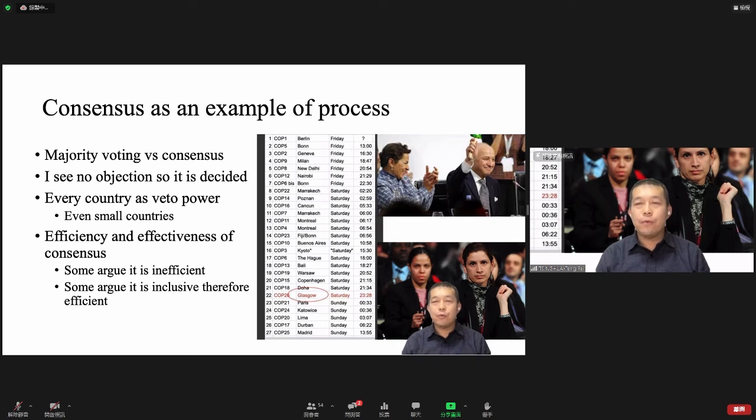So someone argued that consensus is not efficient. But someone also argued it is efficient because it is inclusive. It respects the interests of all countries. So once you have made consensus, the countries can implement those decisions within countries without difficulty because they have been agreed on by consensus. But if you base that on voting and there are no compliance procedures, then even if you agree on some ambition target, you have no guarantee that countries will implement them within their countries. And that is why consensus is an important process in the international governance regime.